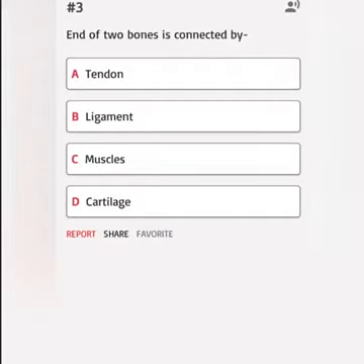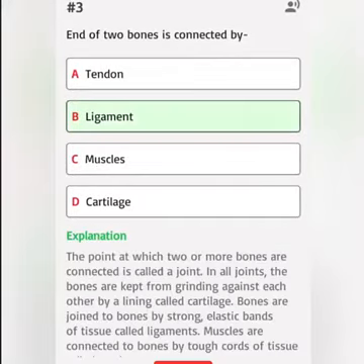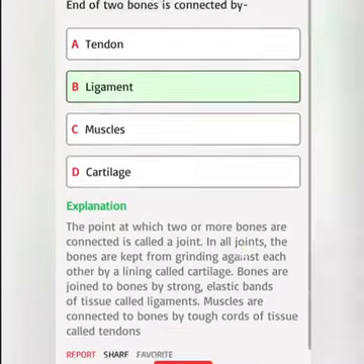End of two bones is connected by. Correct answer. The point at which two or more bones are connected is called a joint. In all joints, the bones are kept from grinding against each other by a lining called cartilage. Bones are joined to bones by strong, elastic bands of tissue called ligaments. Muscles are connected to bones by tough cords of tissue called tendons.